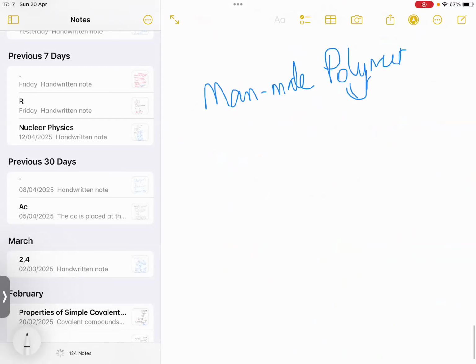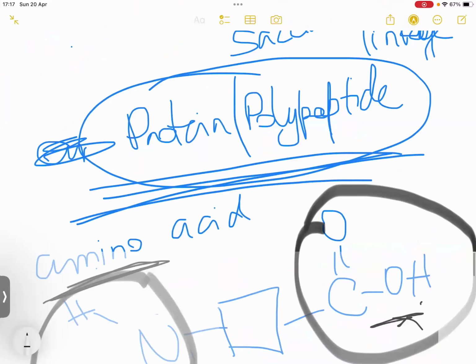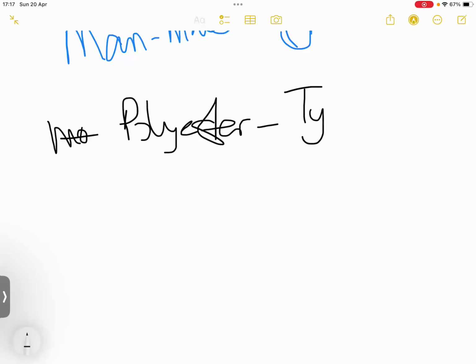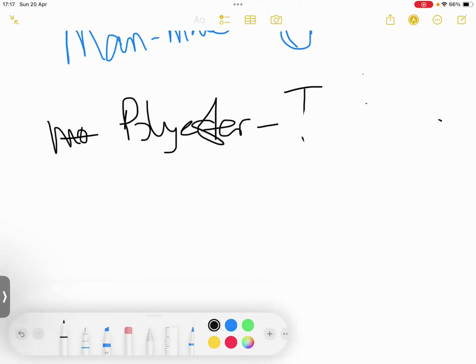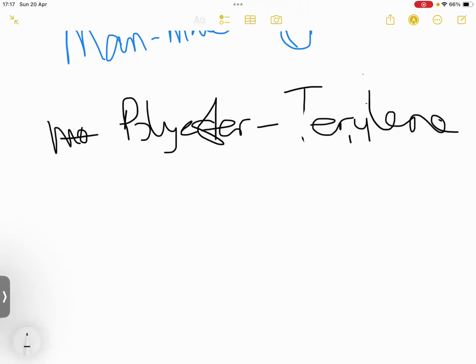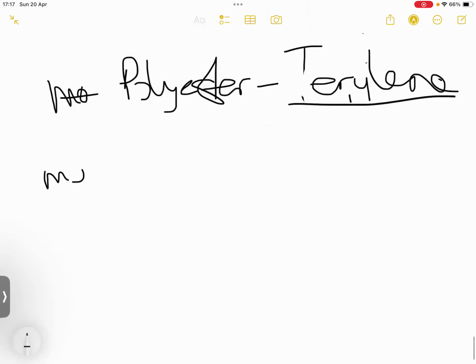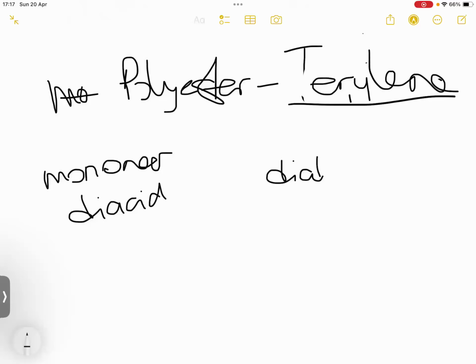We have man-made polymer, which is going to be your polyester. An example of polyester is terylene. I think that's how it's spelled. I can't write. This is how it's spelled. So your monomer units are your diacid and dialcohol.